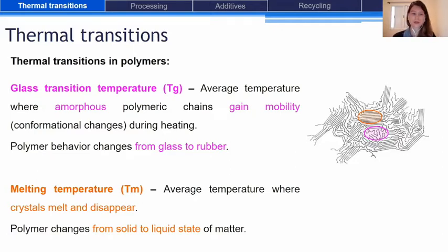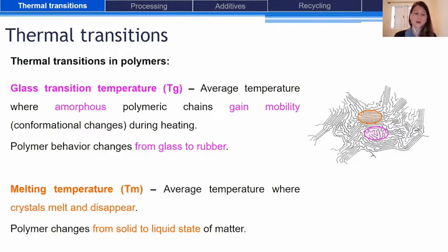The second thermal transition is the melting temperature. The notation is Tm, which is the average temperature where crystals melt and disappear. Below this melting temperature, there is the presence of crystals, in the case of semi-crystalline polymers. At this temperature, the crystals melt. We give more energy to the polymeric chains. They begin to vibrate in the crystals, and the crystals are destroyed. So we have the melting of the crystals.